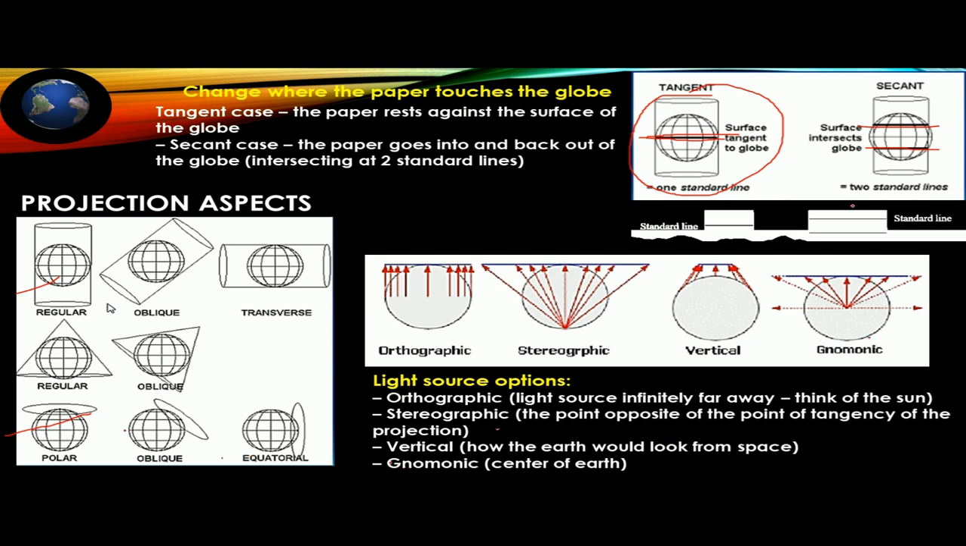When light falls in this direction, what features will it catch? It will catch all the features which the light is passing through. Similarly, if it is the point opposite to the point of tangent on the projection, it's stereographic projection. And how the earth would look from space, that is the vertical projection. And gnomonic projection is as seen from the center of the earth. So all this I have explained here.